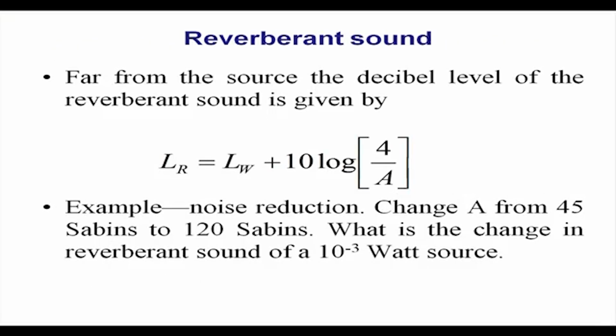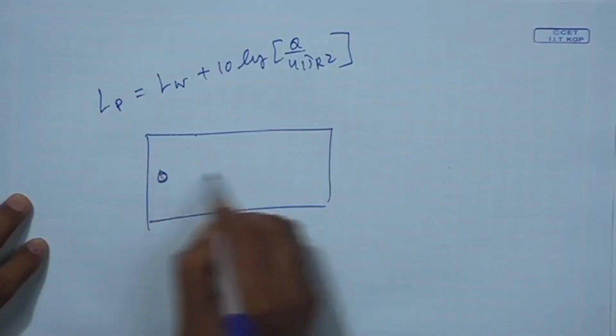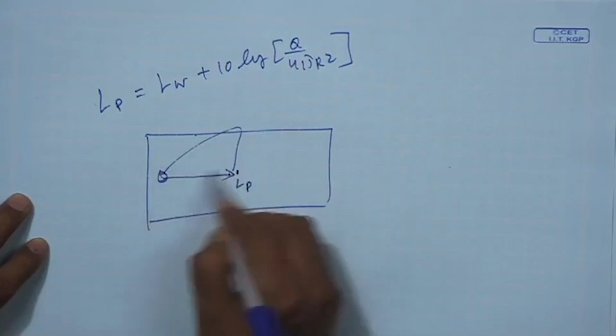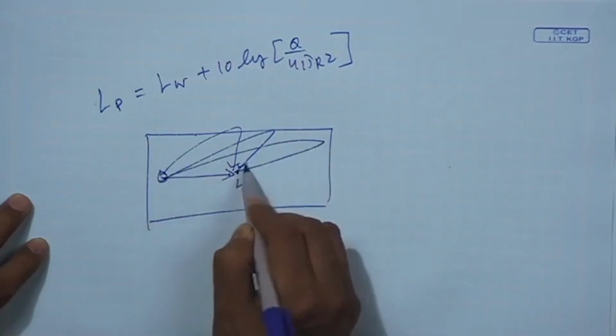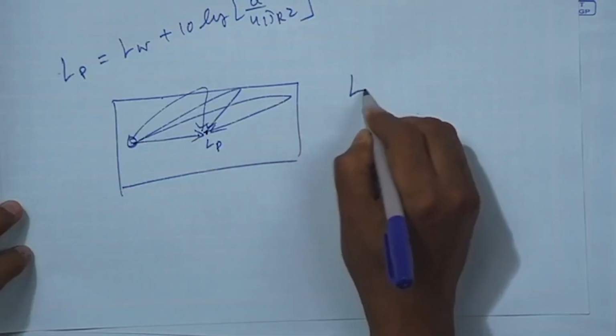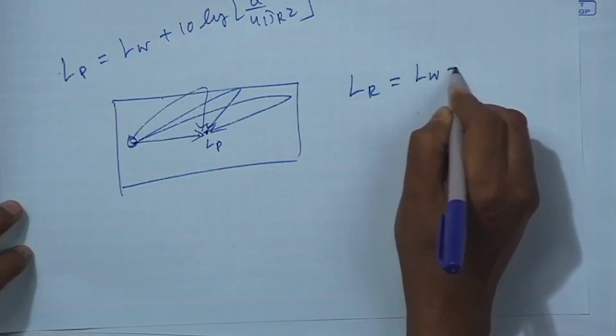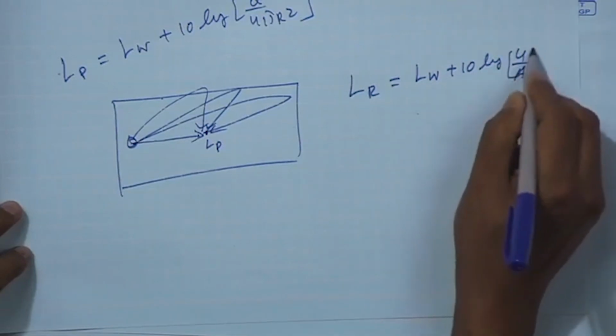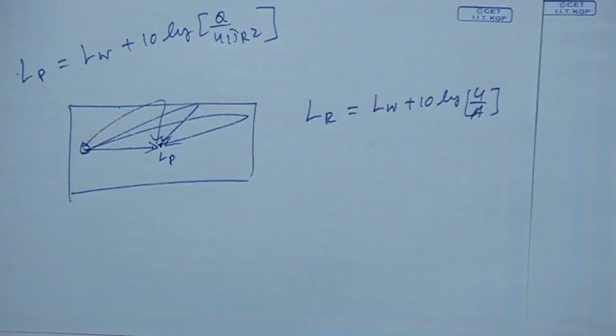Now, what is reverberant sound? Suppose this is the room, this is the source, and this is the point where I am calculating L_P. This is the direct power plus the reflected power, all the reflected power will be there. So, what is the reverberant or reflected power? L_R is nothing but L_W plus 10 log 4 by A. A is the absorptivity in sabins, 10 log 4 by A.